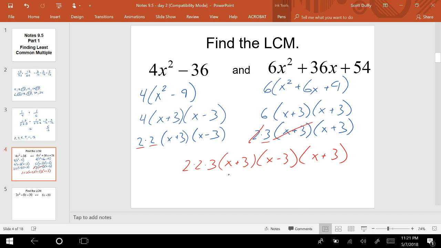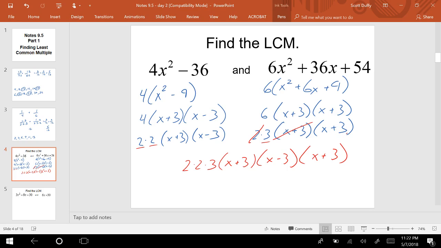Make sure that you understand that it is okay for a factor to repeat within the first factorization, but if you see one over here and then you see another one over here, you cancel them out. I would need another x plus 3 in this factor to cancel this one out. So that's why I kept this.